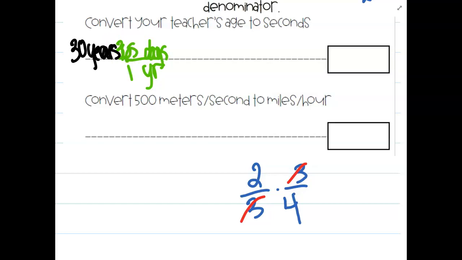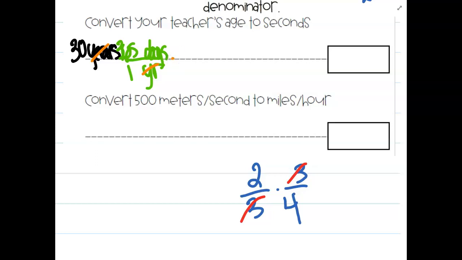Okay, so look what happens here. The years cancel out. If I were to multiply these together, this would tell me how old I am in days, which is great, but I don't want to know how old I am in days. I want to know how old I am in seconds. Well, I don't know how many seconds are in a day, so maybe I need to go from days to hours. Probably hours.